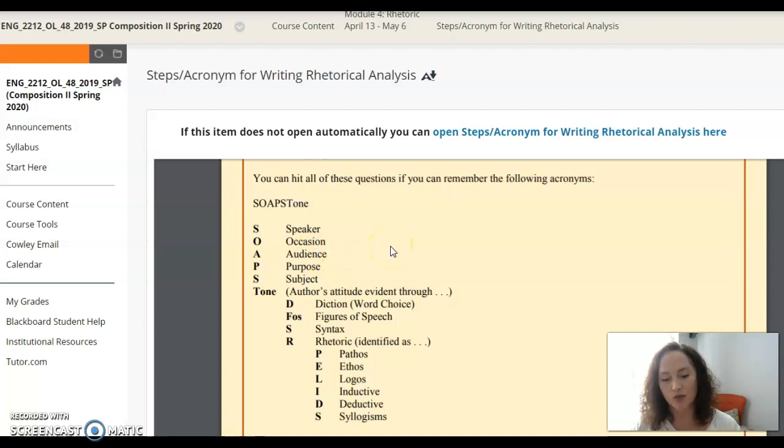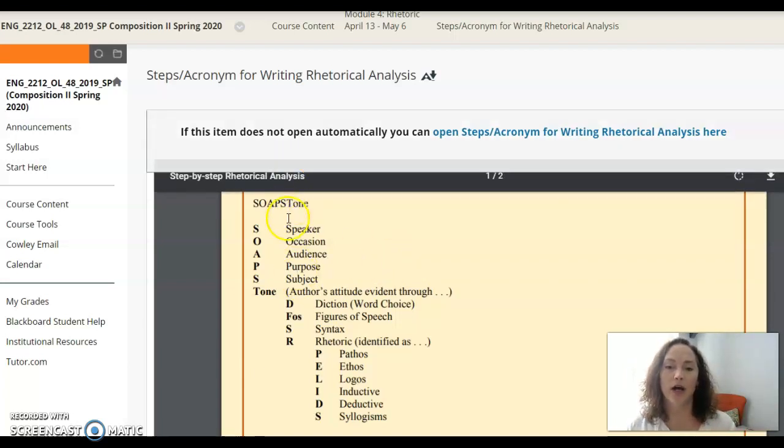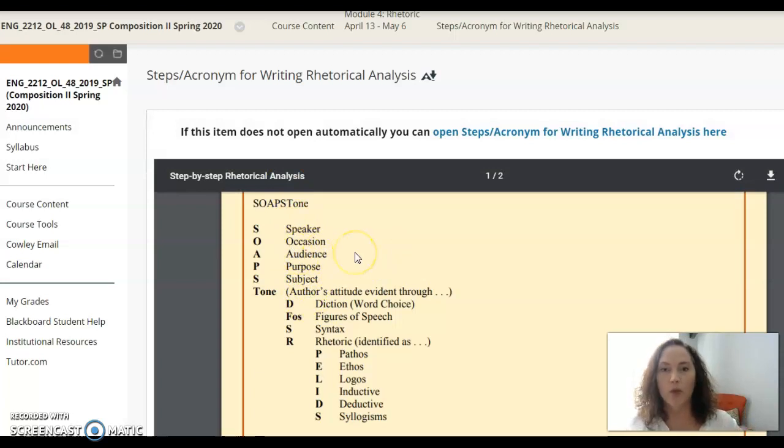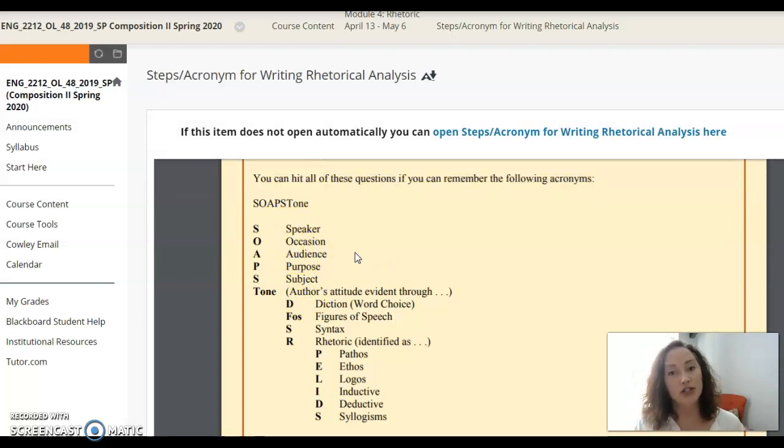What prompted this writing? What caused it? And even if you don't know what was going on in 2008, that Anna Quindlen wrote this as a response to the kind of depression of our time, she talks about that in the essay. So it's important for you to pick up on the occasion. What is she writing in response to? What's happening in the environment?